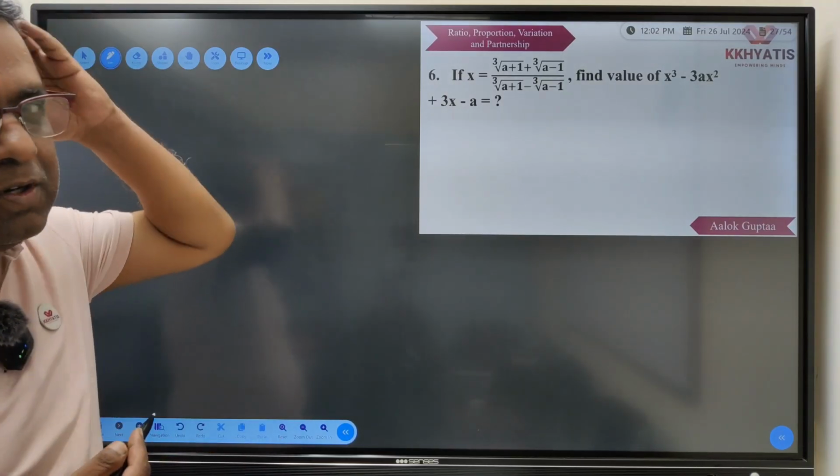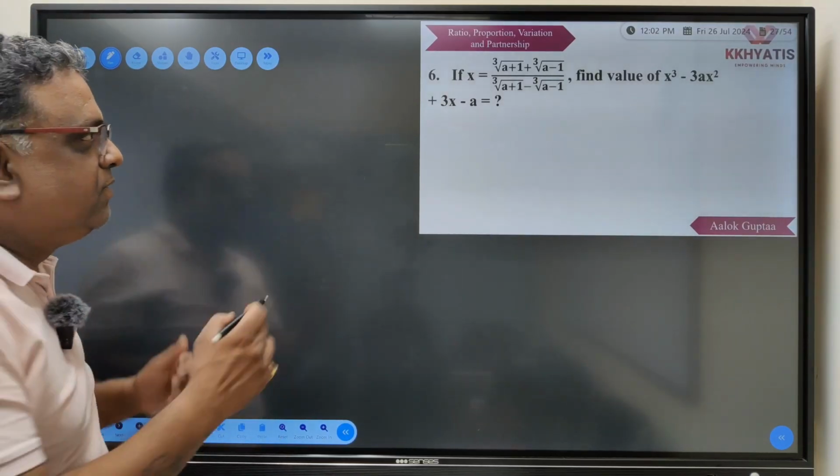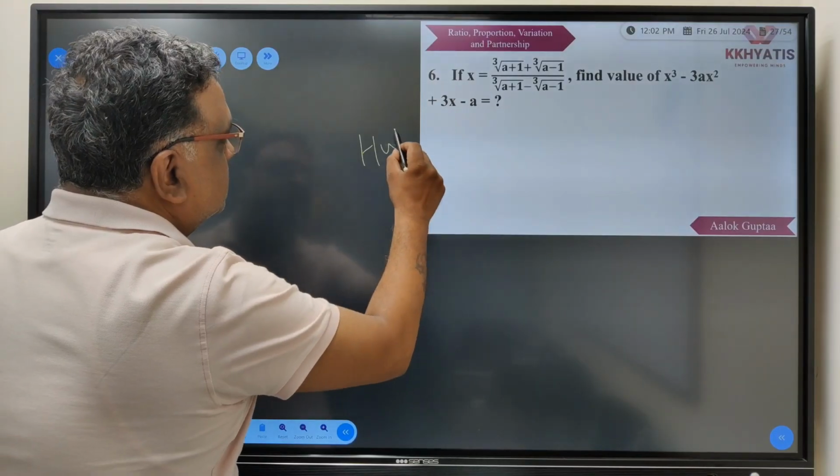Again, this sum can be solved through componendo and dividendo. So this I will give you in homework. Just try to do that in homework.